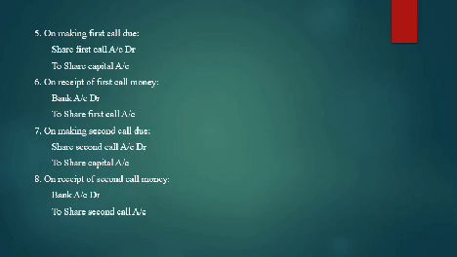Next, making the first call: share first call account debit to share capital account credit. Now the investor pays the first call money to the company: bank account debit to share first call account credit. Now the first call is over. Again the company makes the second call: share second call account debit to share capital account credit. Now the investor pays the second call money to the company: bank account debit to share second call account credit.